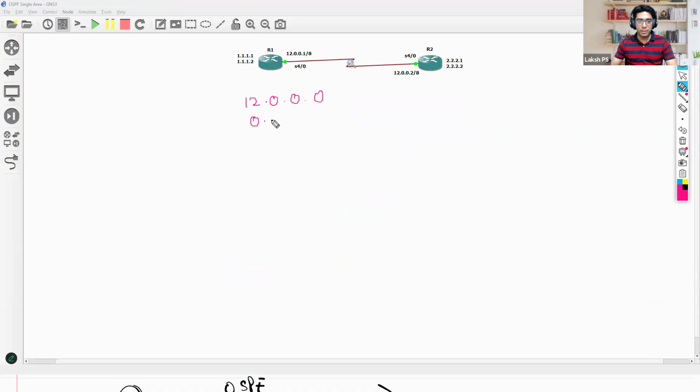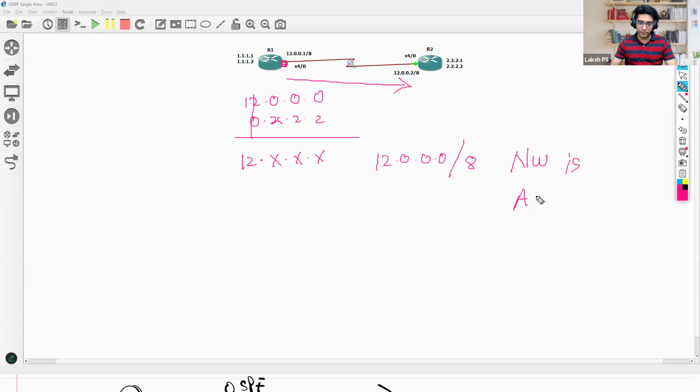12.0.0.0 0.255.255.255. Okay, so over here 12 is matched and the rest of the octets were ignored. So the only interface that starts with 12 is this interface, and through this interface the OSPF message is sent, and the 12.0.0.0/8 network is advertised. These IP addresses are not advertised.